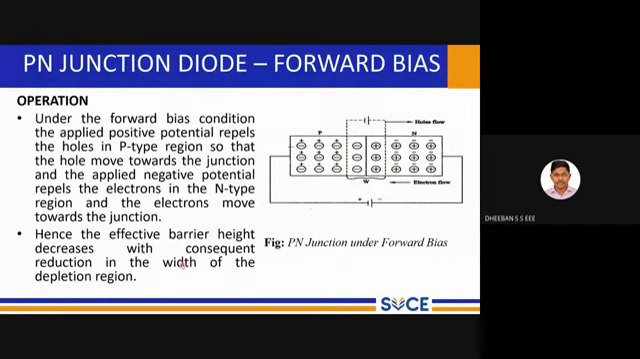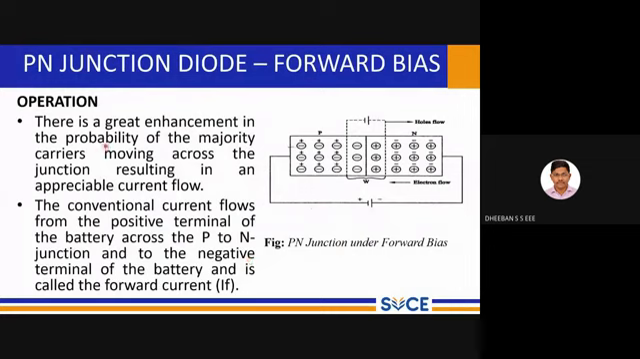That's what is given over here. There is a great enhancement in the probability of majority carriers moving across the junction, resulting in an appreciable current flow. So that's what I said: in order to have a current flow, you always have to give a voltage higher than that of the depletion layer from your anode, the P-type material, towards your cathode. The conventional current flows from the positive terminal of the battery across the P to N junction to the negative terminal of the battery, and this is called your forward current IF.